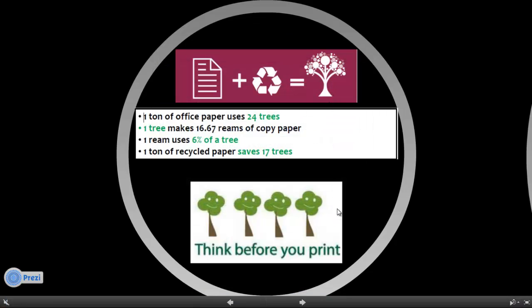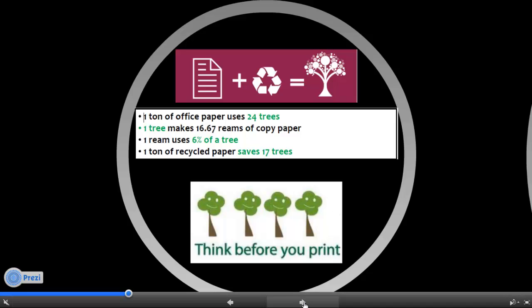You know, cutting trees is a great environmental disaster. So we have to plant trees instead of cutting trees. If you use less paper, the cutting of trees will definitely be less. So think before you print.